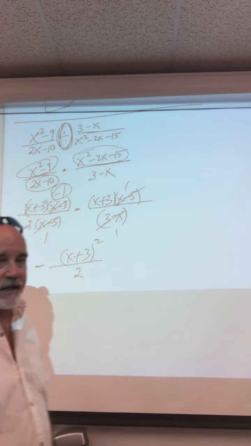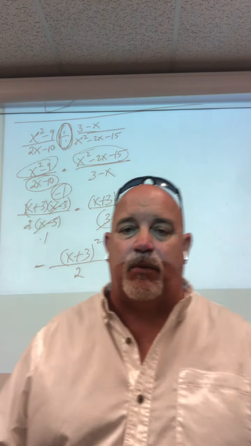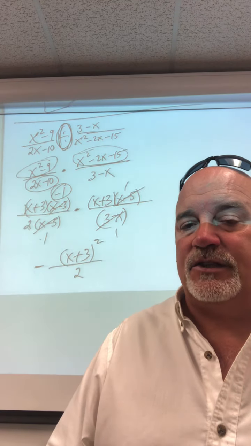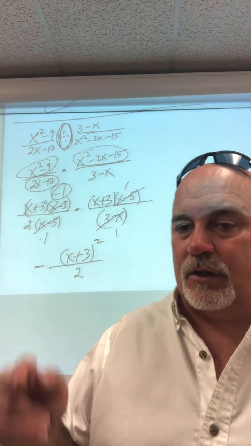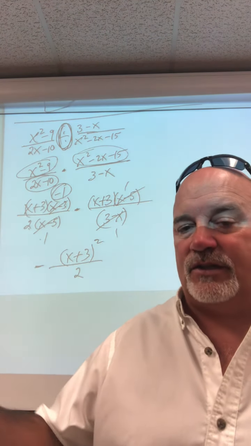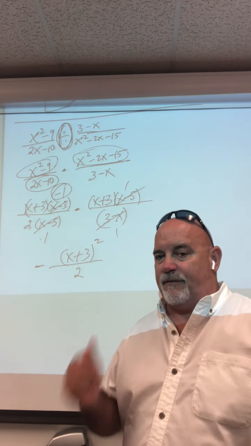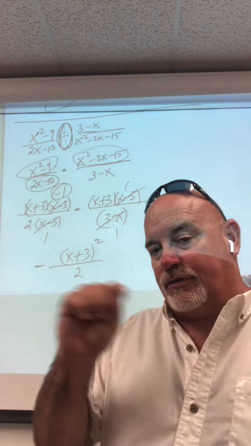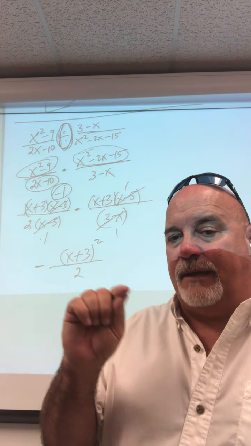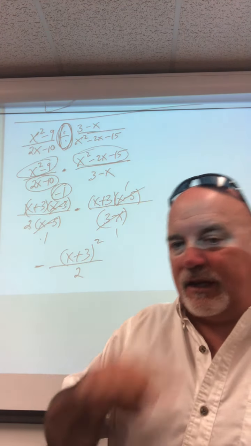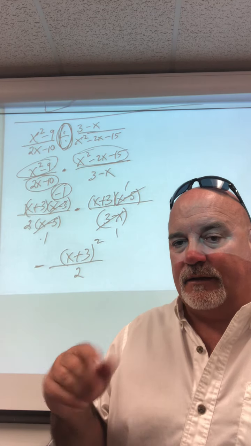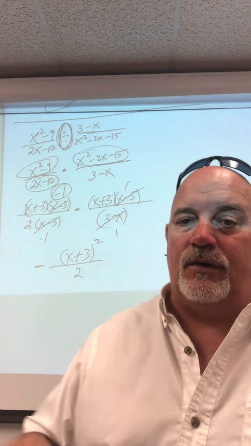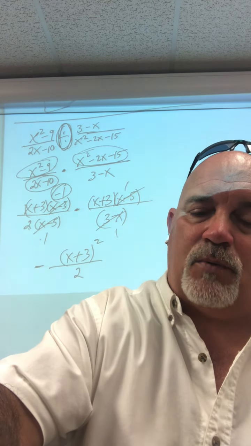So that completes section 6.1, simplifying rational expressions, and then multiplying and dividing rational expressions. You simply factor everything and then cancel. If there's a division symbol, you keep, change, flip, but you still factor everything and then cancel. So that concludes this video, section 6.1.